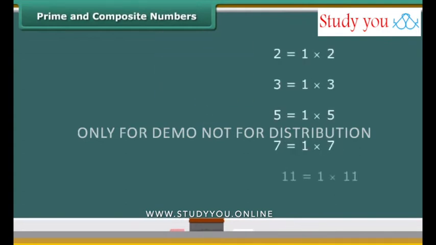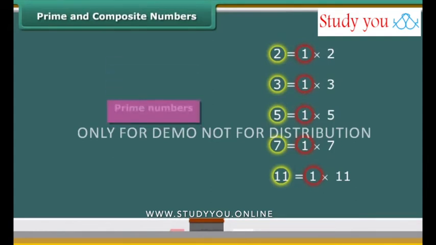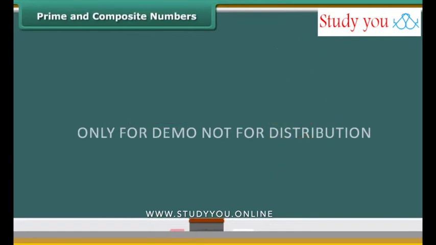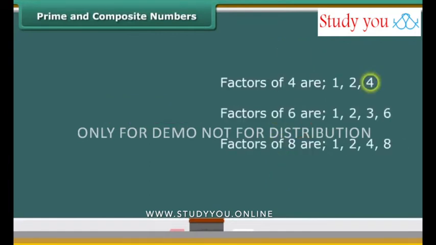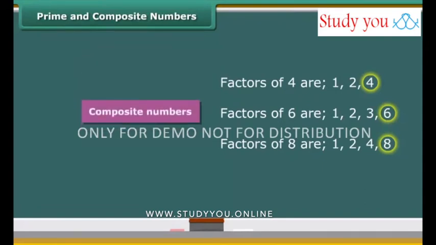Look at the numbers 2, 3, 5, 7, etc. These numbers have exactly two factors, 1 and the number itself. The numbers that have only two factors are called prime numbers. Some other numbers like 4, 6, 8, etc. have more than two factors. Numbers that have more than two factors are called composite numbers.